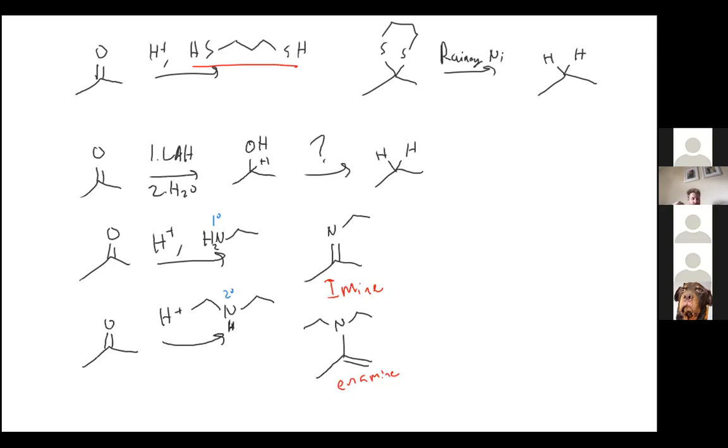All right, so let's talk through these mechanisms a bit, and then we will take a break. Starting with our imine. It's going to be a pretty similar mechanism to what we were talking about before.